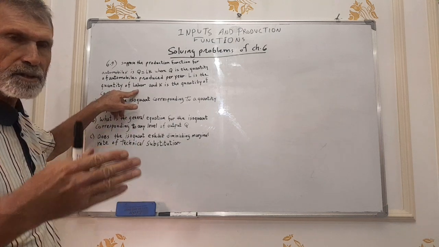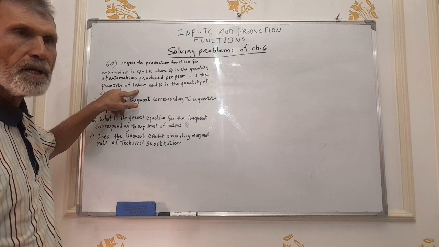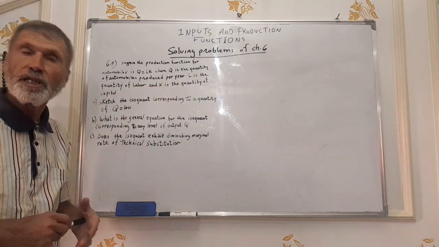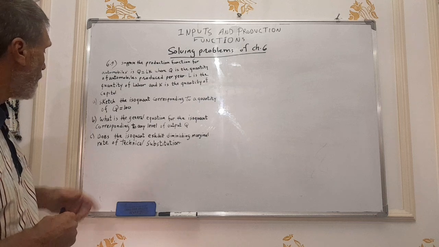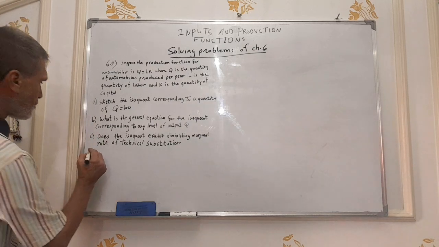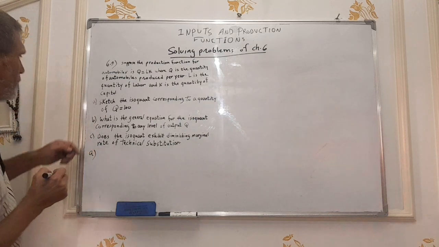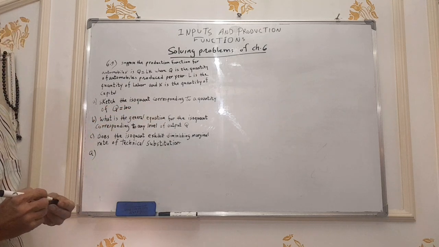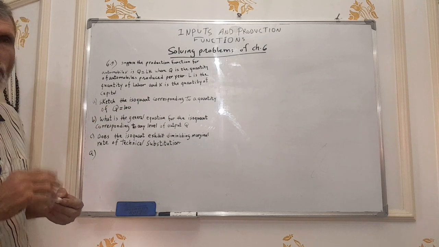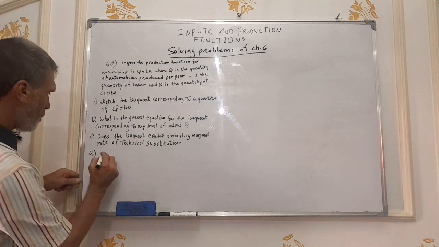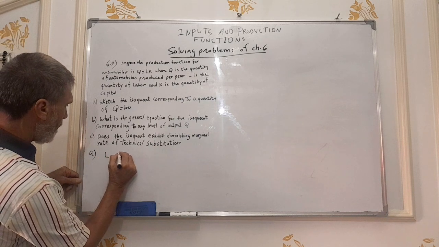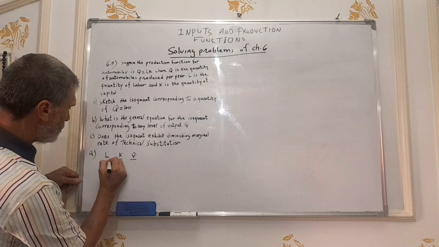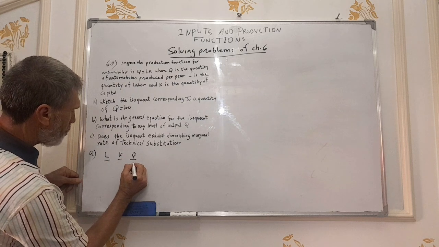Labor is the quantity of man hours per year, and capital is the quantity of machine hours per year. Now, part A says, sketch the isoquant corresponding to quantity Q equals 100. To sketch the isoquant, we're going to have L, K, and Q over here. Q is 100.